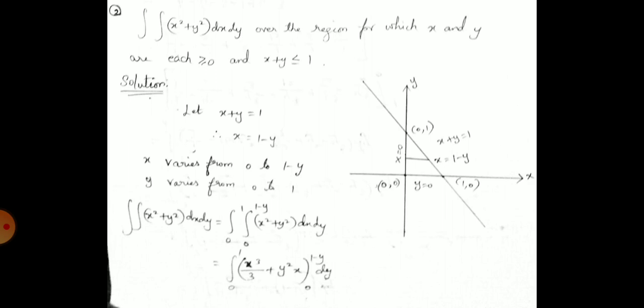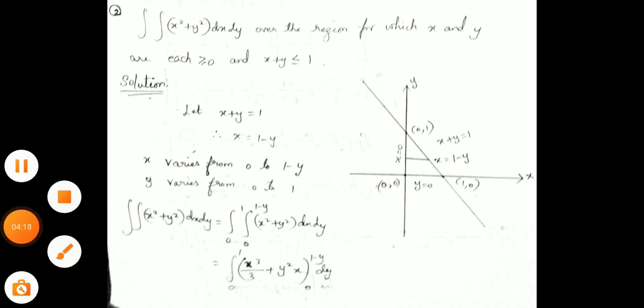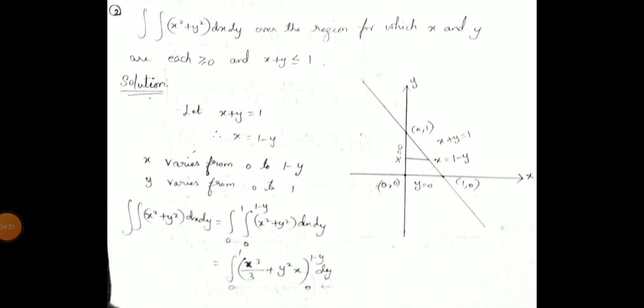So whatever x value you are taking, and y value you are taking, that should definitely be greater than or equal to 0, and then x plus y, if you are adding the two values, that answer should be less than or equal to 1. So two conditions they have given. Okay, so let us take the given thing as x plus y equal to 1. We are taking x plus y equal to 1.